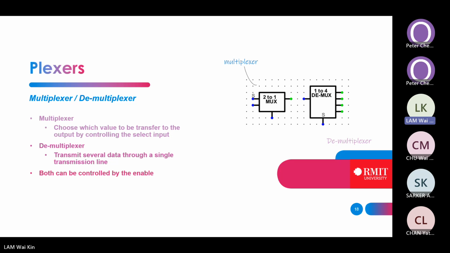Next, we move on to the plexers. First of all, I will introduce the multiplexer and demultiplexer. The multiplexer can choose which value to be transferred to the output by controlling the select input. And the demultiplexer can transmit several data through a single transmission line. Both of the components can be controlled by the enable.